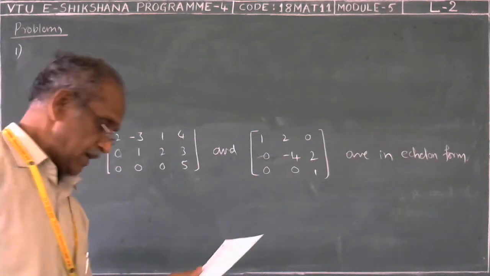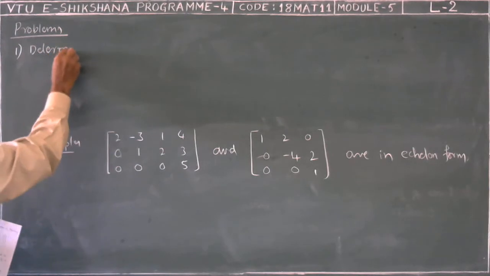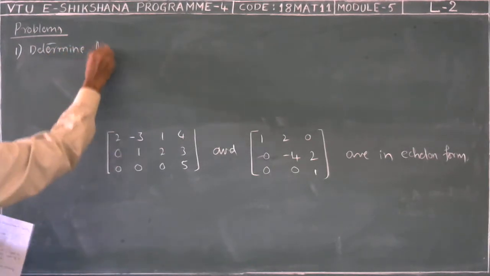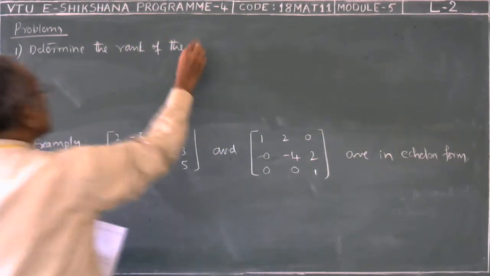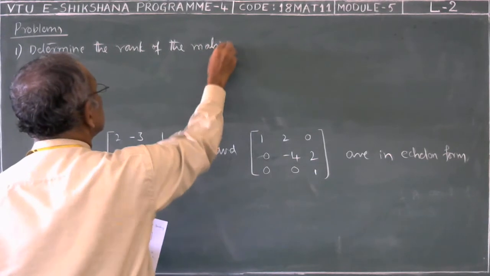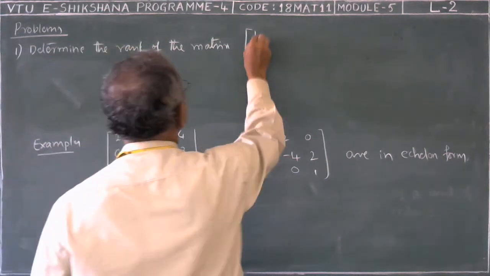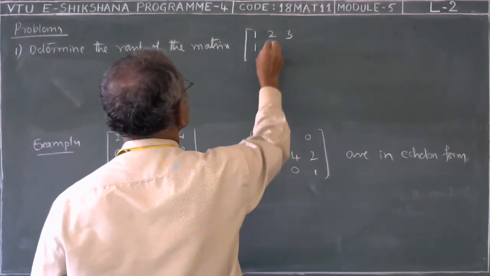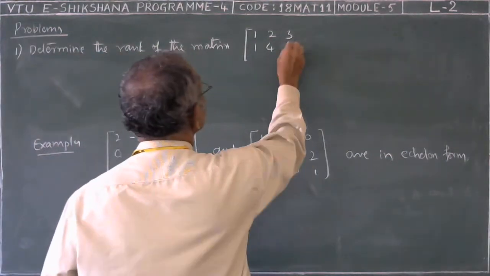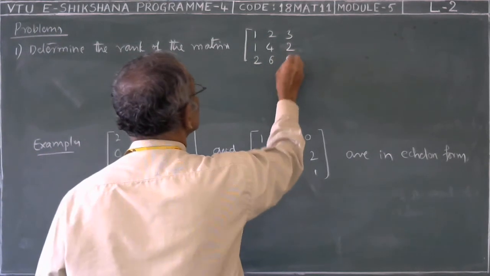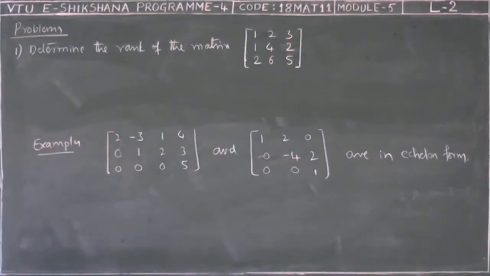Determine the rank of the matrix. One, two, three, one, four, two, two, six, five. This is a 3x3 matrix.